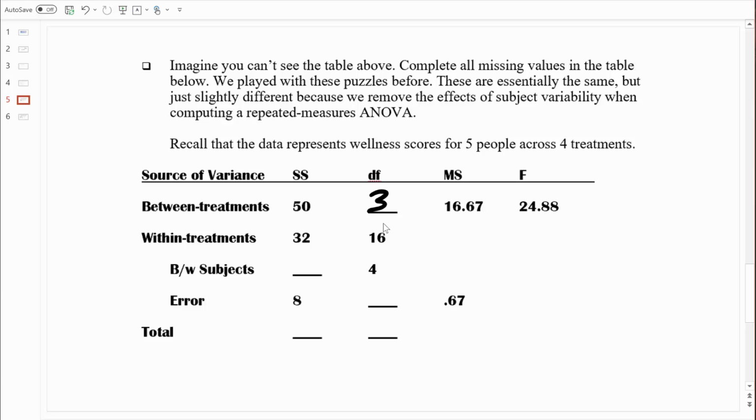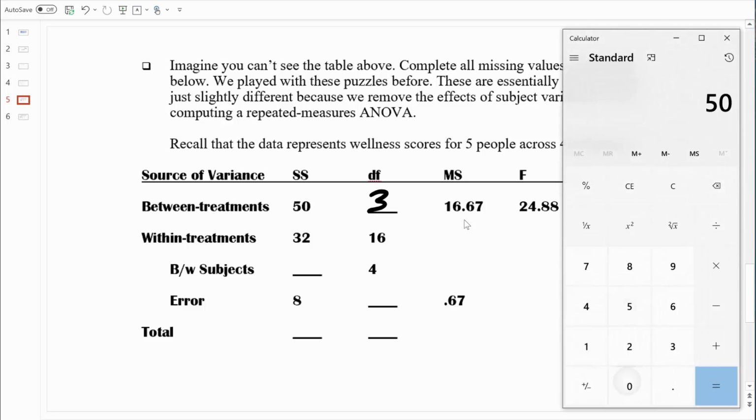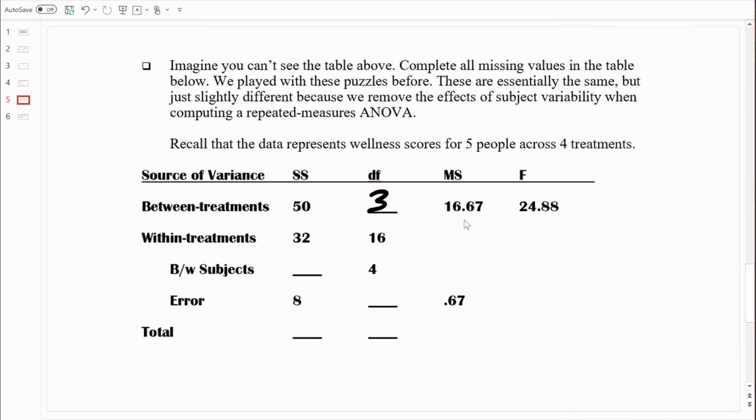And we might as well take a minute to see if that fits. 50 divided by 3 should equal 16.67. Let's check that. 50 divided by 3 equals 16.67. So we're on the right track. Let's stick with that degrees of freedom column. Let's remind ourselves of the formulas.